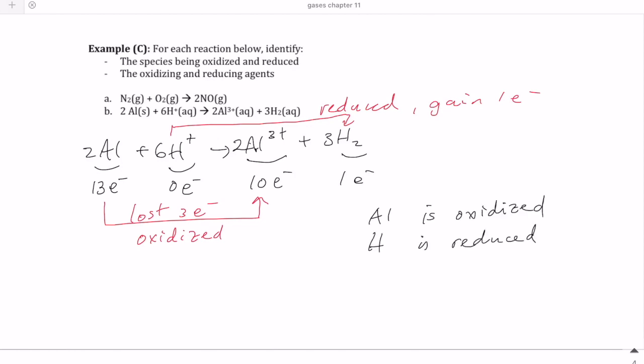hydrogen is reduced. And then the next thing we need to do is actually identify the oxidizing and reducing agents. So those are just the actual reactants that cause the oxidation and the reduction. So the oxidizing agent is the one that causes something to be oxidized. So that means the oxidizing agent itself is reduced. So the species that's reduced is H. So the reactant that contains H is H+. So H+ is the oxidizing agent. And then the reducing agent therefore has to be the species that's oxidized, which in this case is also just aluminum, because aluminum in the element form is actually involved in the reaction. So aluminum is the reducing agent.